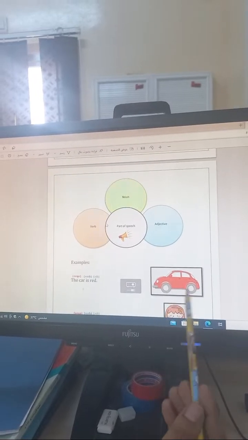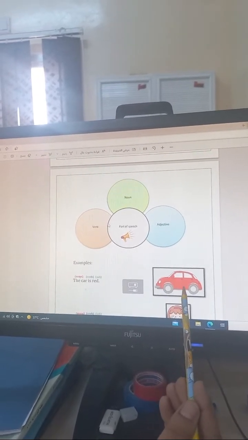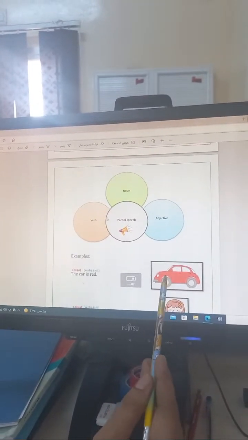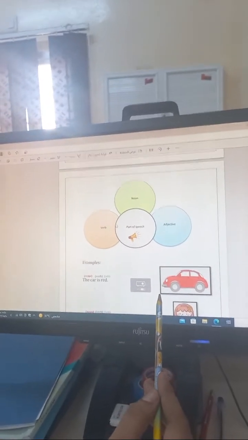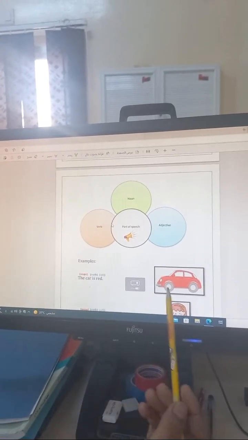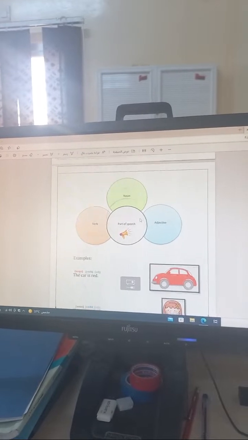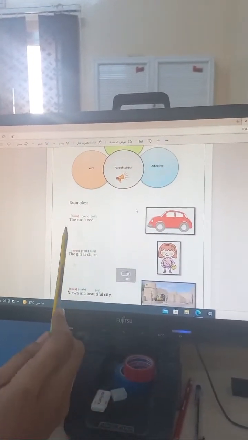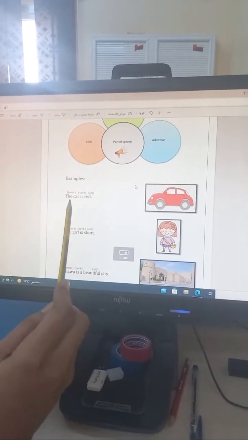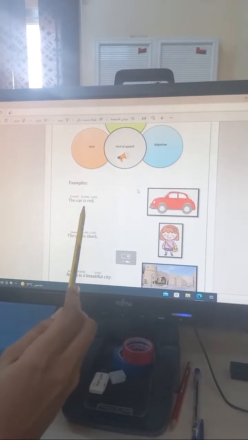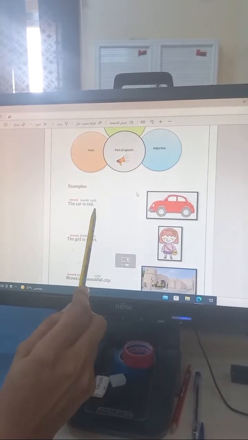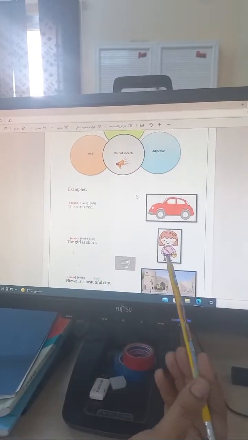But if I'm talking about somebody who drives this car, for example, here is a man, I'm saying Ahmed or Omar drives a red car. Here, girls, I'm talking about what? Driving or drives. That's a verb. But if I'm going to give a description of the picture, that means adjective. And the example here: the car is red. The car is the noun or subject. Is is a verb, and which kind of verb? It is the verb to be. Red is an adjective.